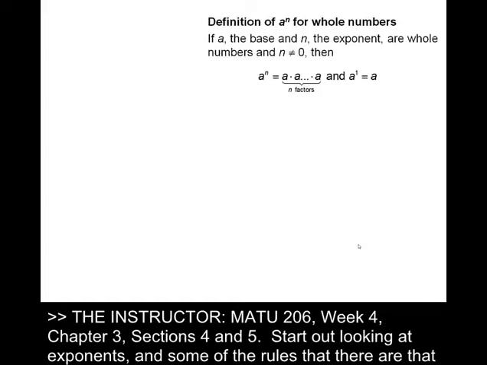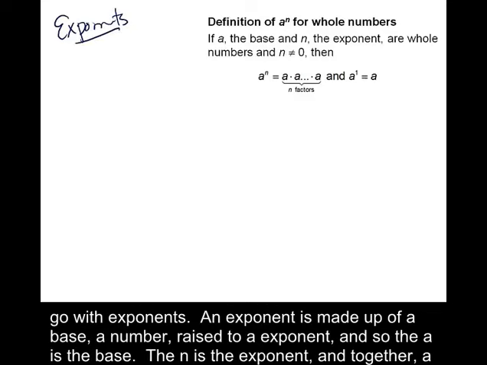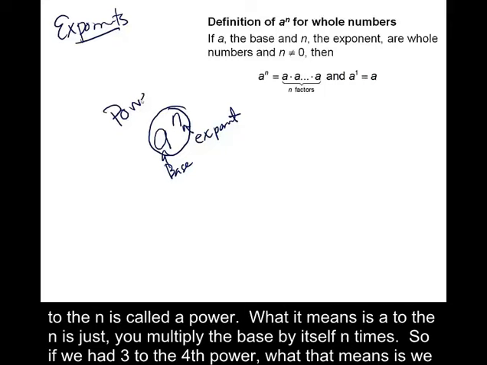We'll start out looking at exponents and some of the rules that go with exponents. An exponent is made up of a base, a number, raised to an exponent. So the a is the base, the n is the exponent, and together a to the n is called a power. What it means is you multiply the base by itself n times.